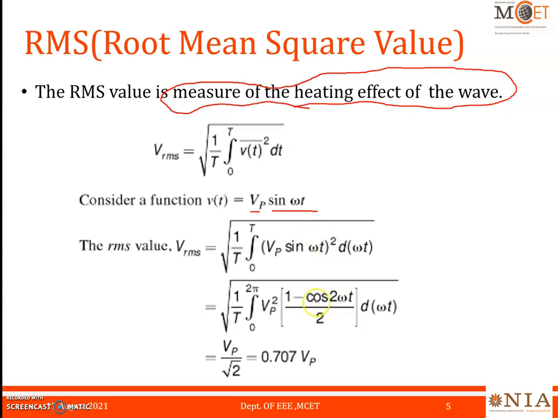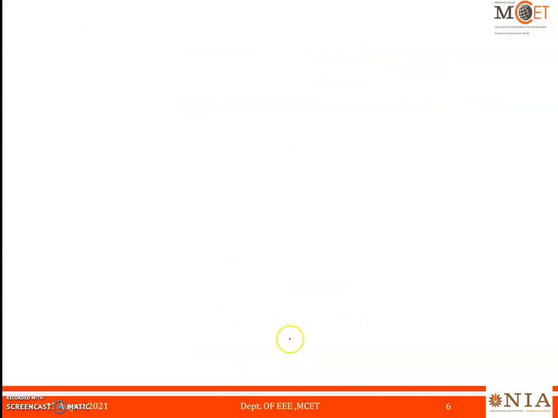So instead of that, we convert it into cos terms. Sine square theta can be represented as (1 minus cos 2 theta) by 2. Based on that, we have done this equation. This is 1 by t. Now again, you take the integration, and you will get the value as 0.707 into Vp. So the RMS value, Vrms, is Vm divided by root 2.